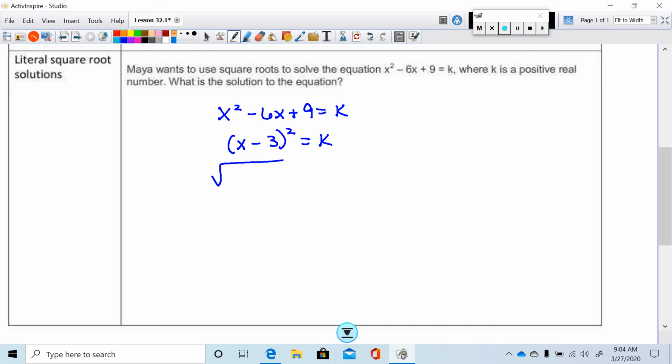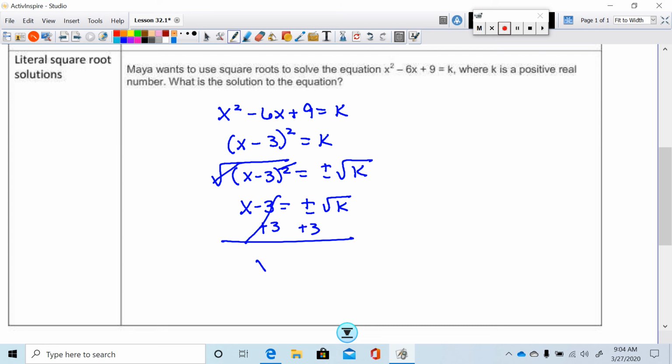So I've got to take the opposite of squaring is square root. Opposites cancel. X minus 3 equals plus or minus the square root of k. Add 3 to both sides. X equals 3 plus the square root of k. And x equals 3 minus the square root of k.